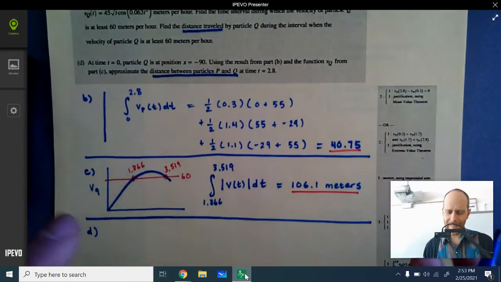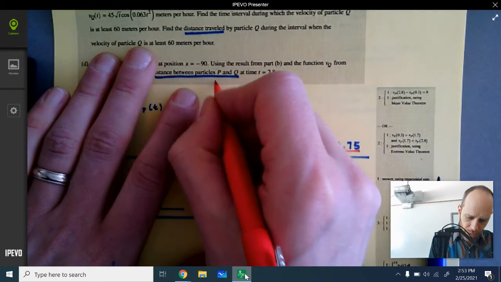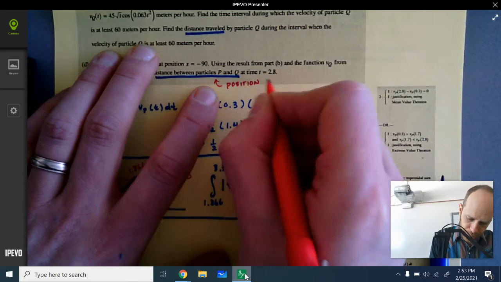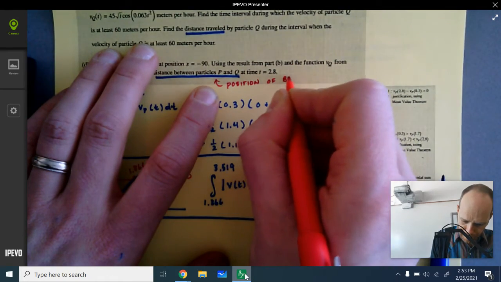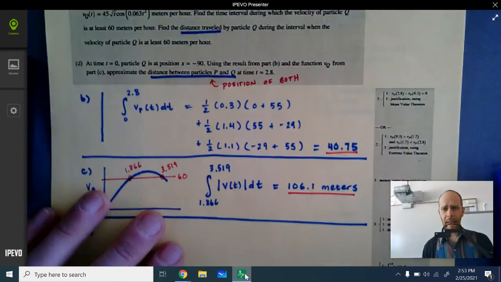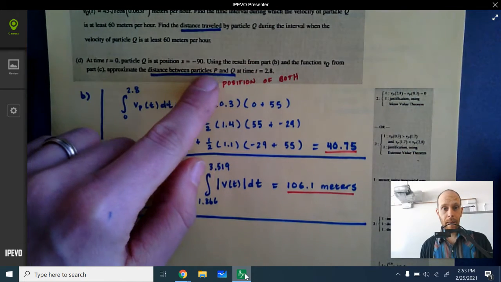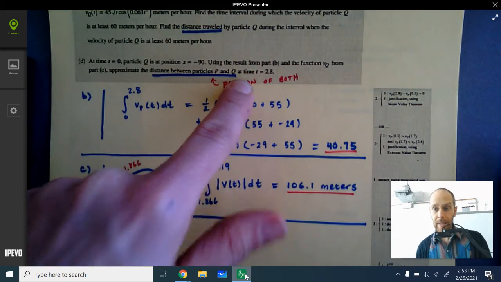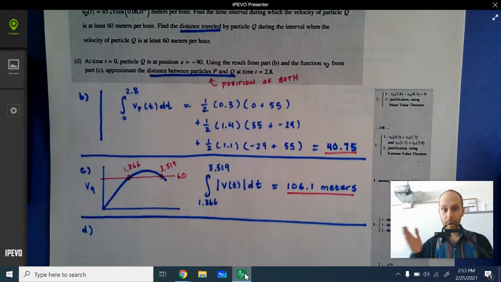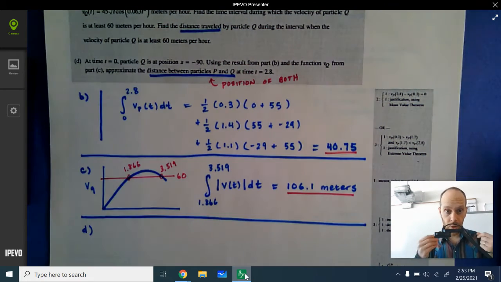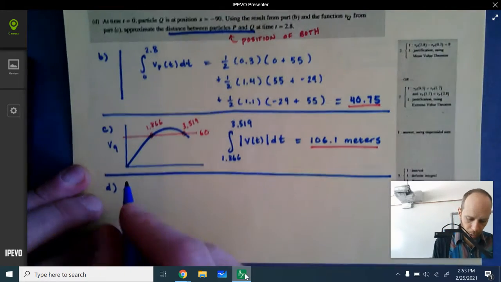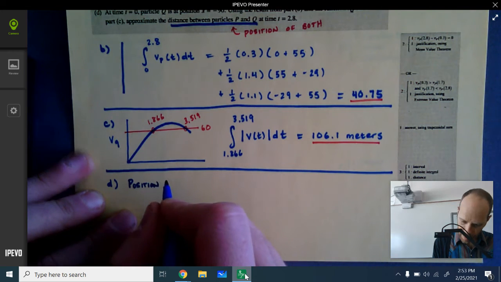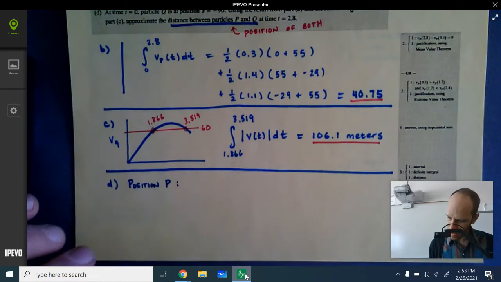And in order to find the distance between 2 objects, you need to find the position of both. Right? If you know that Perry is standing at 5 and Queenie is standing at 7, then the distance between them is 5 minus 7, absolute value is 2. Okay, so here we go. Let's find the position of P first.